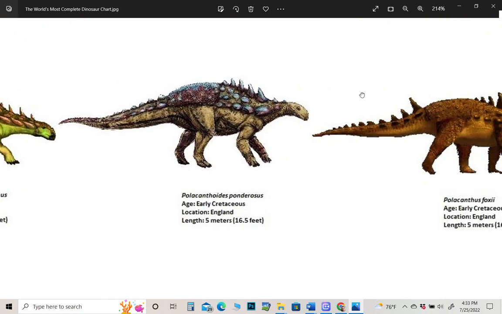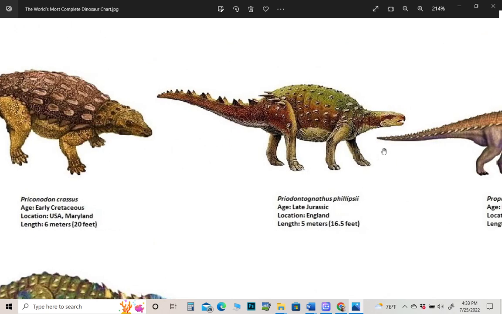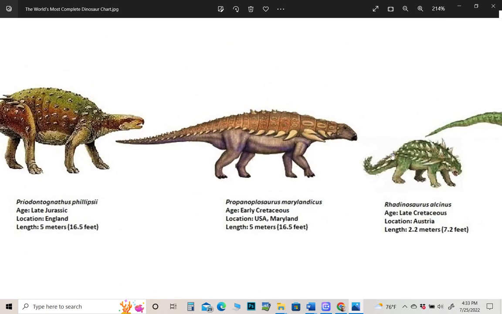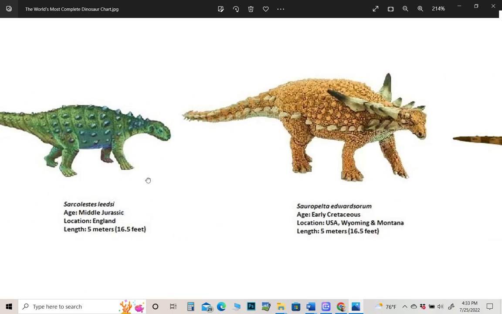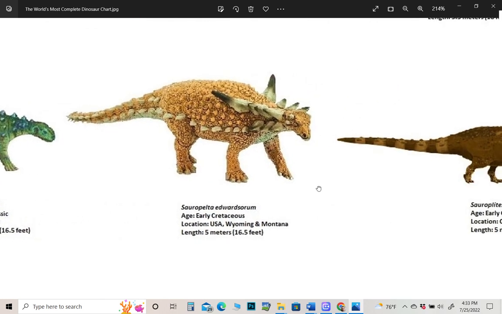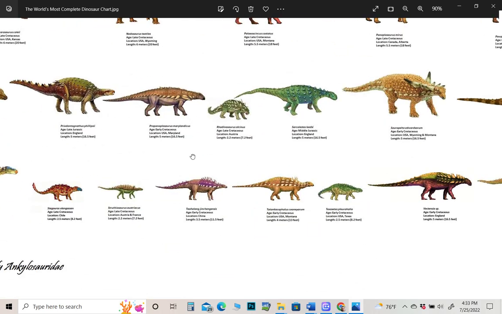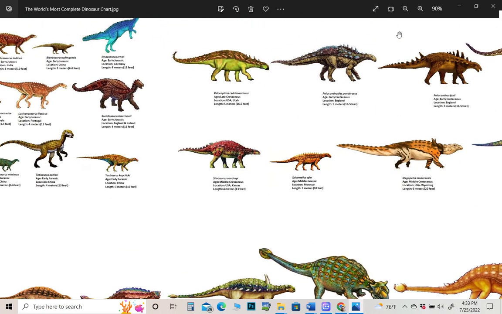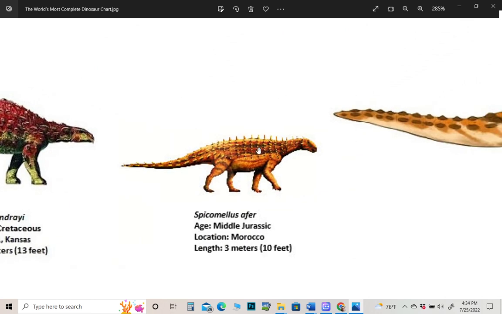Peloroplates, Polocanthoids, Polocanthus, Priconodon, Preodontognathus, Proplanoplosaurus, Dinosaurus, Sarcolestes. It was one of the earliest ankylosaurs, proper ankylosaurs. Sauropelta, Sauroplates. And let's see here. Silvasaurus, Spicomelis. This one is weird.